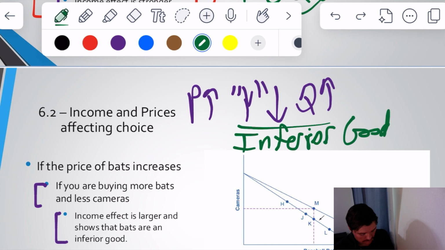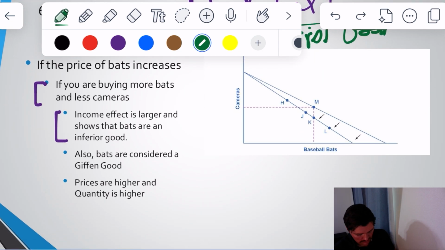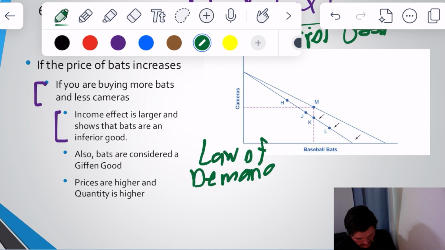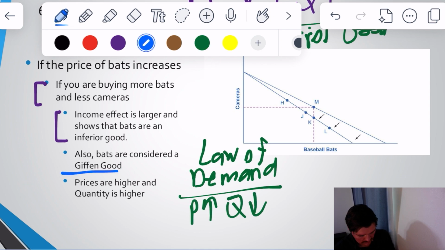This does have a name. Whenever you break the law of demand, which says higher prices, lower quantity, that is called a Giffen good. We have experienced Giffen goods in the past, things like rice, where consumers, even though the price was higher, bought more of it because they didn't want the price to be even higher. So what we saw was that because prices were higher, people still bought more. And those are called Giffen goods.